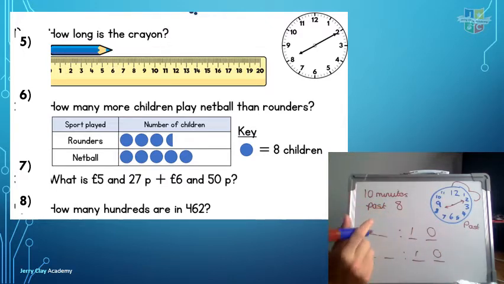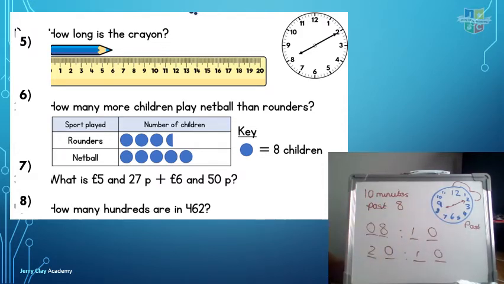Then if it is past 8, remember if it's AM I need to put a 0 before it, so it's 8:10, and for PM in the afternoon I need to add 12 to 8, which will be 20. So your answer should have been 8:10, 20:10, and it should have been 10 minutes past 8.